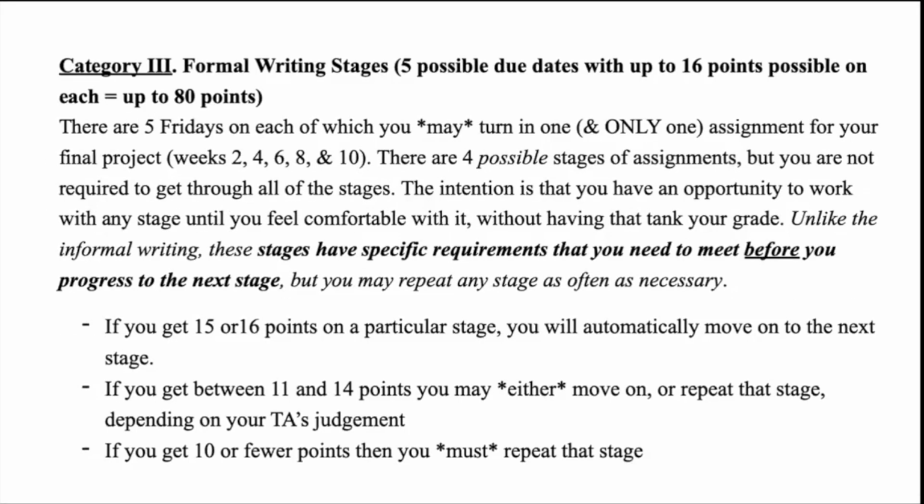Category 3, formal writing stages. There are 5 possible due dates. Now take that on board, due dates, with up to 16 points possible on each due date. So that's up to 80 points.